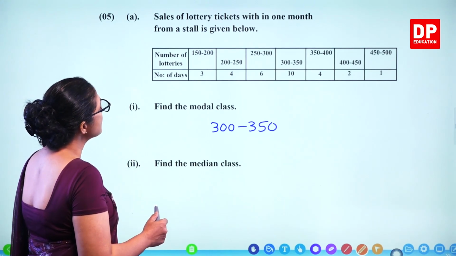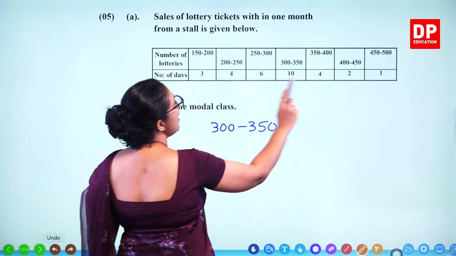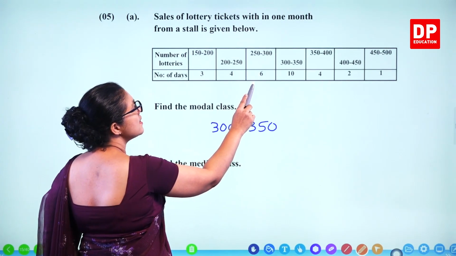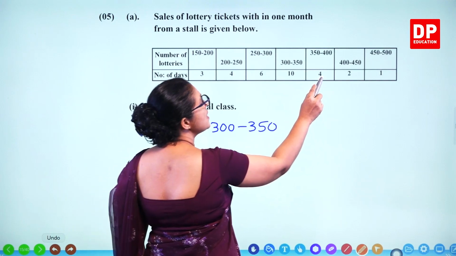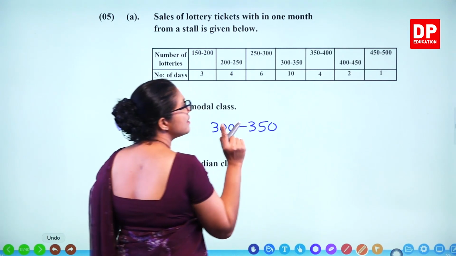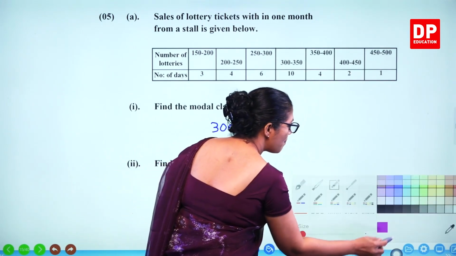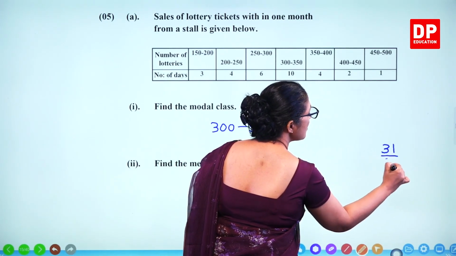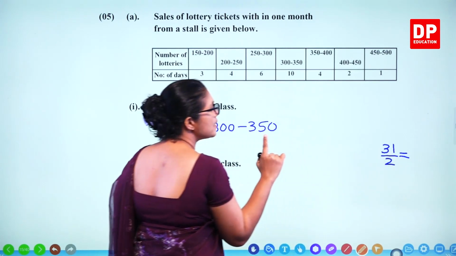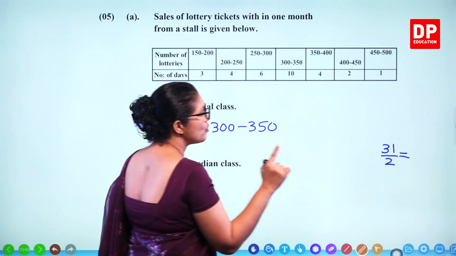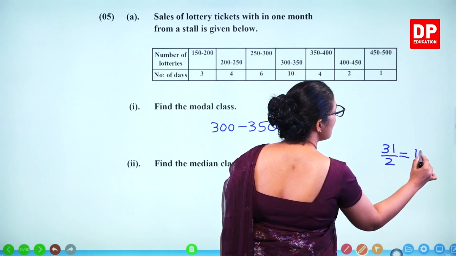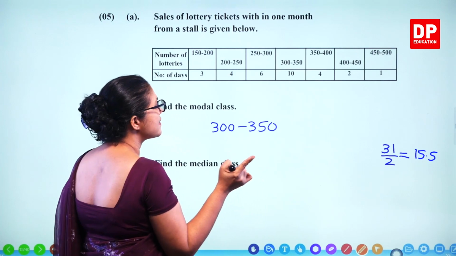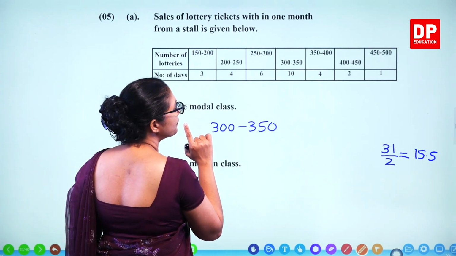Find the median class. So middle value. So here add all these frequencies. 3 plus 4, 7. 7 plus 6, 13. 23, 27 and 30. So 30 divided by 2, or 31 divided by 2. 30 plus 1, 31 divided by 2, you get 15.5. That means in between 15 and 16. So we'll see which one.